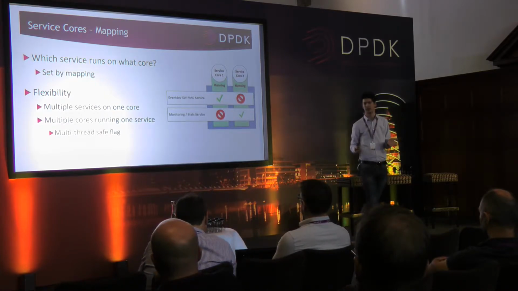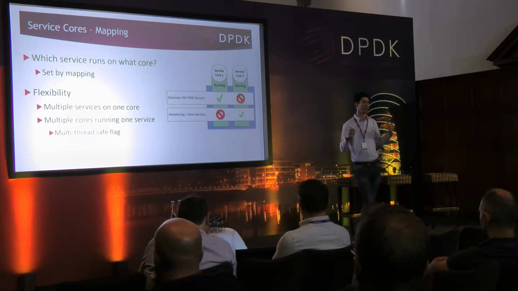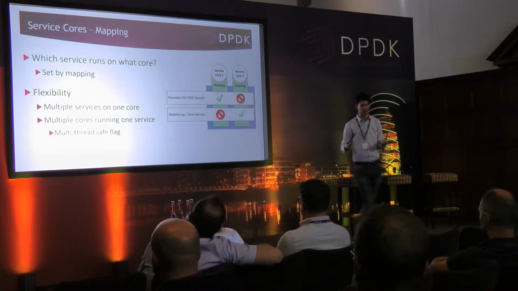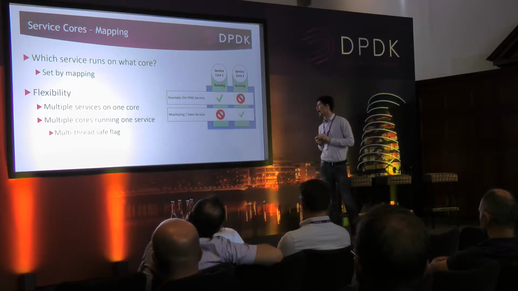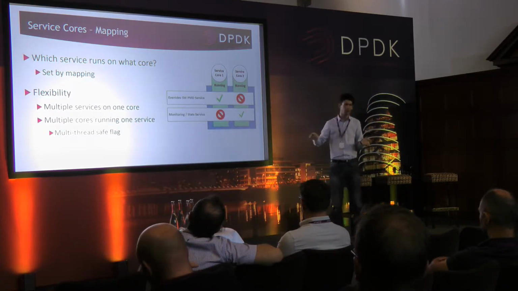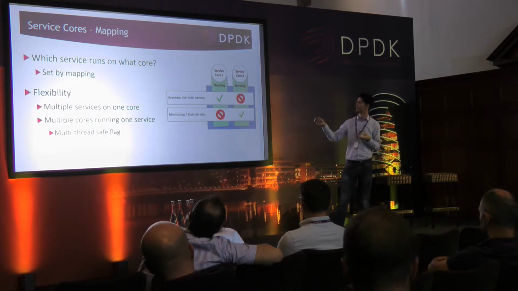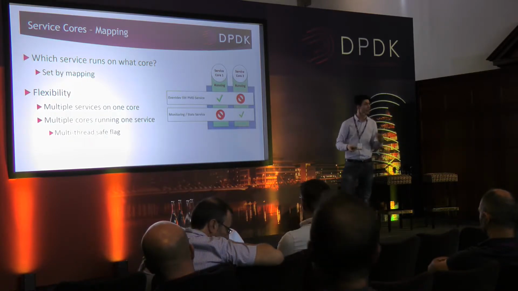That's ultimately what I'm trying to get to here, that with the service cores library, we're not just getting a core to run a function. There's actually a lot more to the service cores library in that we can schedule different functions on different cores. Multiple services on one core being kind of a simple enough option. Multiple cores all running one service is also an option.